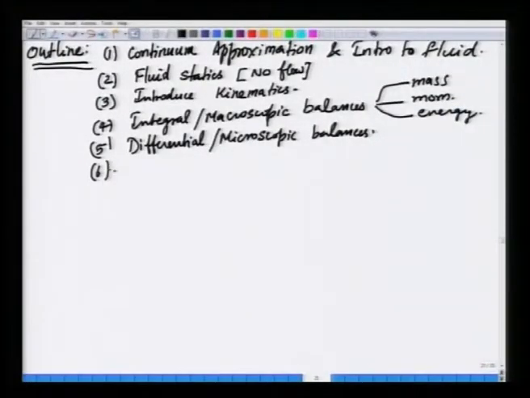Okay. After we do that, we will do dimensional analysis. And then apply this to pipe flows and fittings.